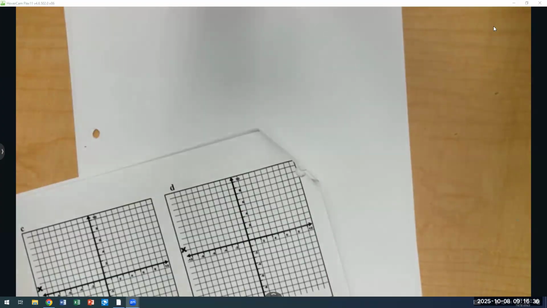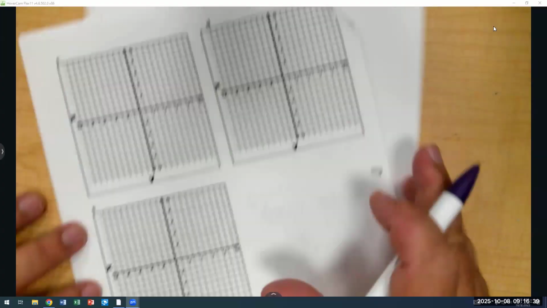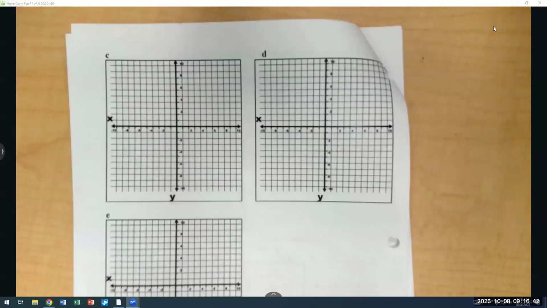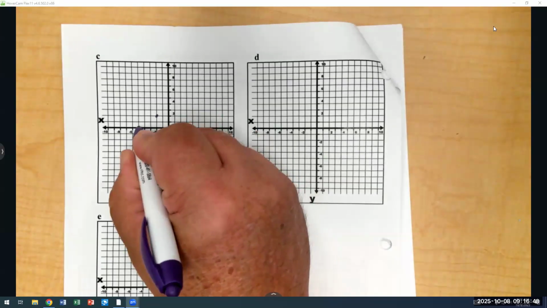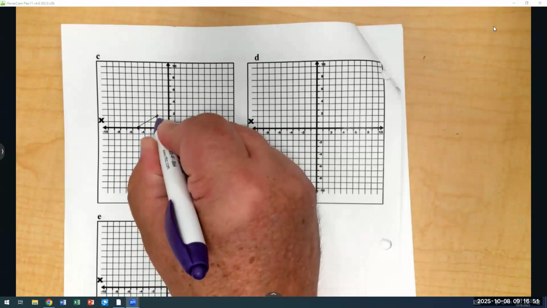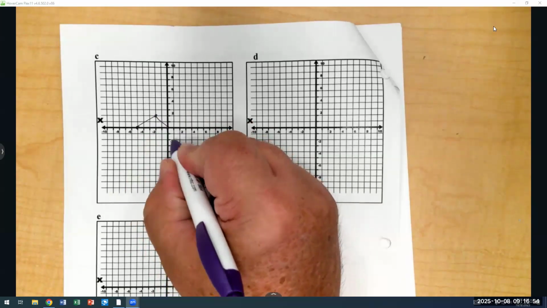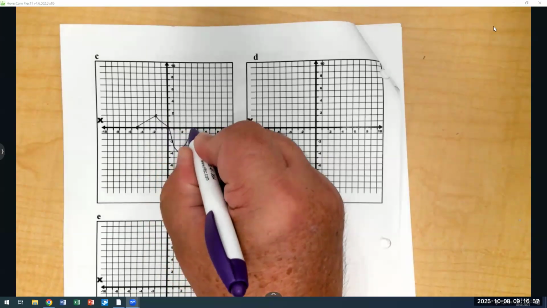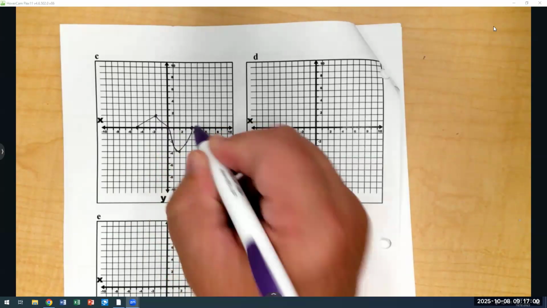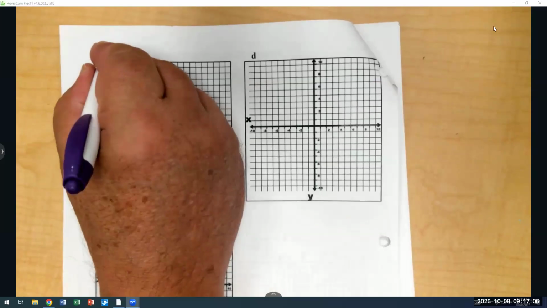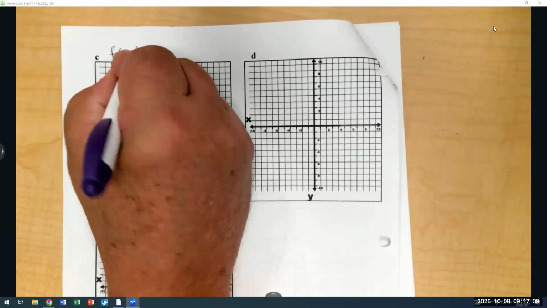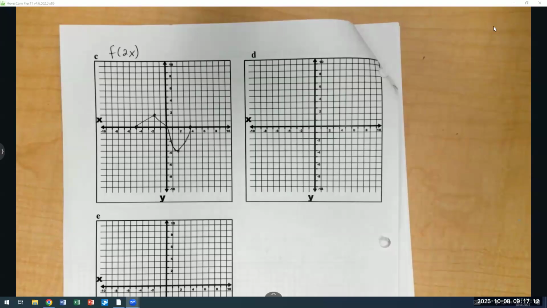So that's negative 5, 0. So negative 5, 0, negative 2, 2, 0, 0, 2, negative 4. So that's the original function. What this one's asking for is f of 2x. F of 2x.